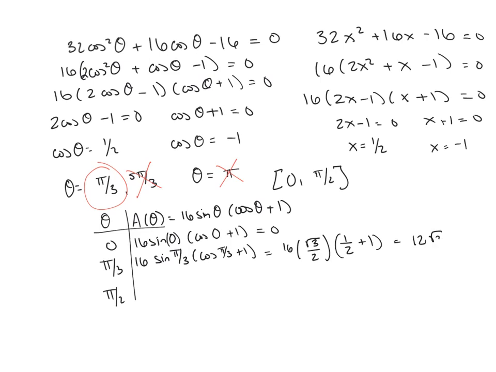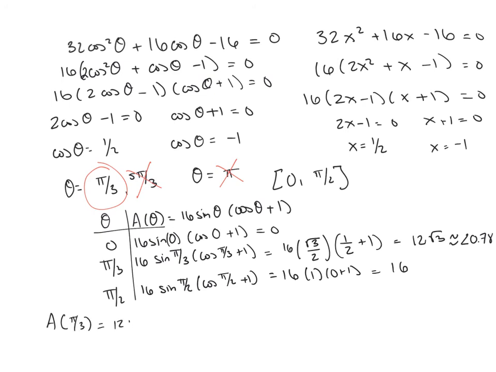That comes to 12 root 3. And then for pi over 2, we have 16 sine of pi over 2 times cosine of pi over 2 plus 1. Sine of pi over 2 is 1, and cosine of pi over 2 is 0. So that's going to be just 16. While 12 root 3 looks kind of incomparable to 16, it is about 20.78. So that's going to be our absolute max. At pi over 3 it is 12 root 3.